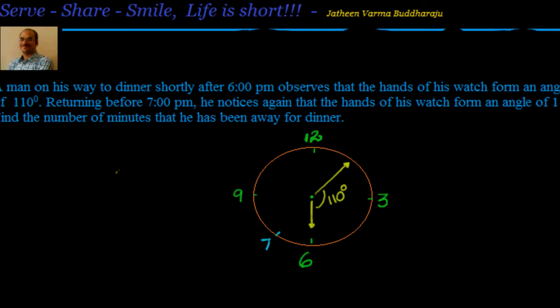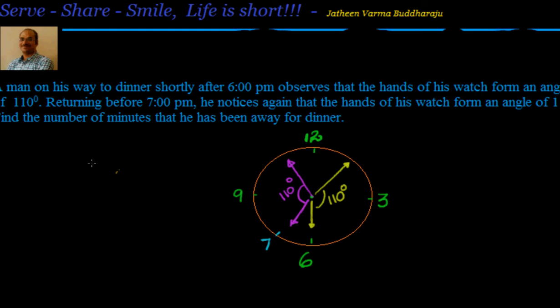Okay, fine. He had his dinner, and after the dinner he again looked back at the watch. So it's nearing 7 now. So let me say something like this, and this is 7. This is the second position, and again he has observed another 110 degrees. So let me say this is how it looks like, and this is also equal to 110 degrees.